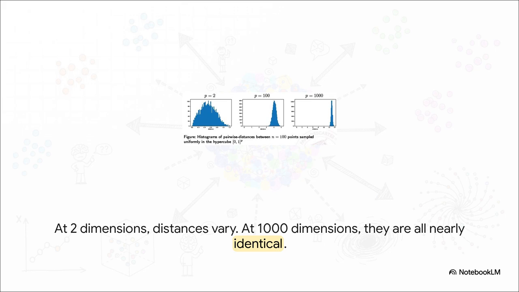I mean, just look at this. On the left, in only 2 dimensions, you see a nice, healthy spread. Some points are close, some are far, it all makes sense. But by the time you get to 1,000 dimensions, over on the right, look at that. All the distances have just collapsed into a single, tight spike. The difference between near and far has literally vanished.